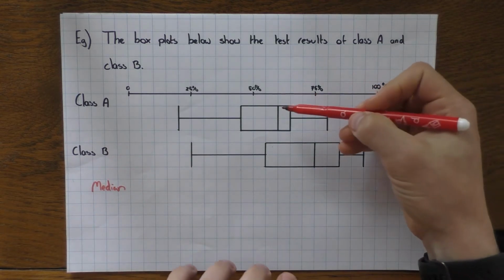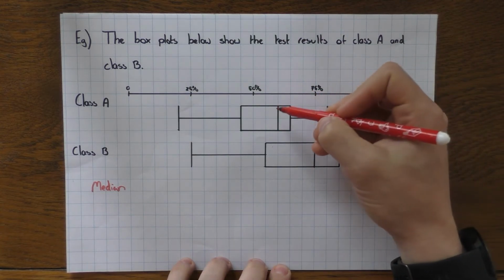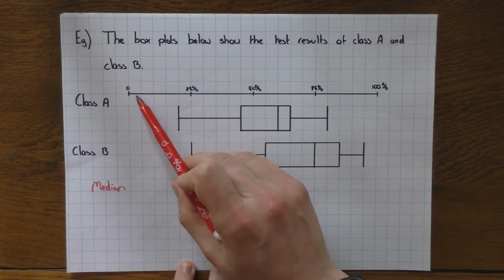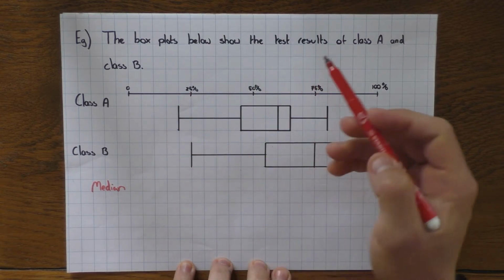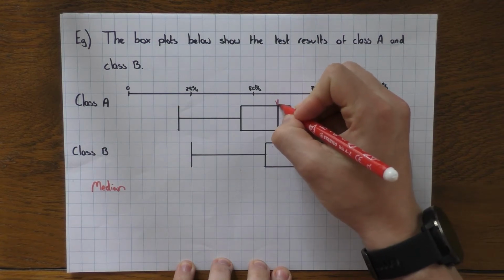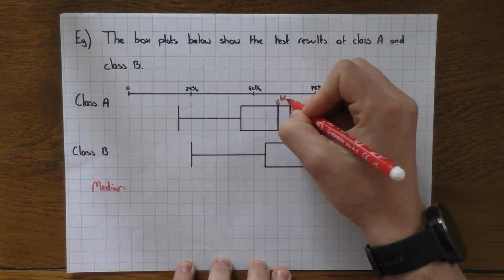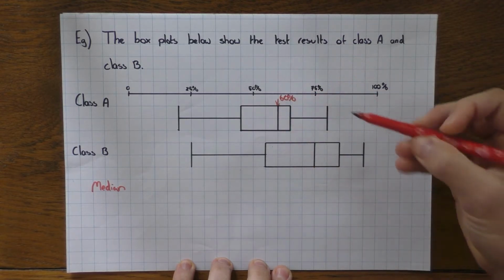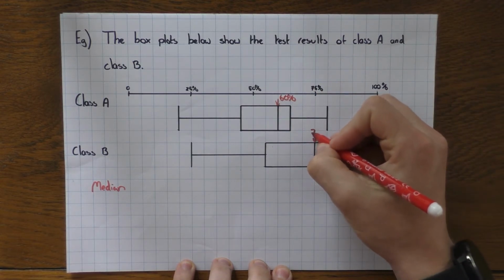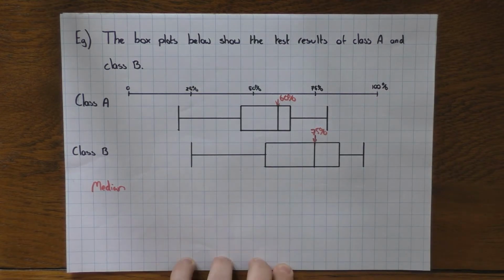Okay, and remember the median is the line in the box plot here. So let's just get the scale. So I think this goes up in 5s, 5, 10, 15, 20, 25. Yes, it does. So if that's 50, this must be 60. So the median for Class A is 60%. And that one is easy, that's 75%. So this would be the first thing that you compare.